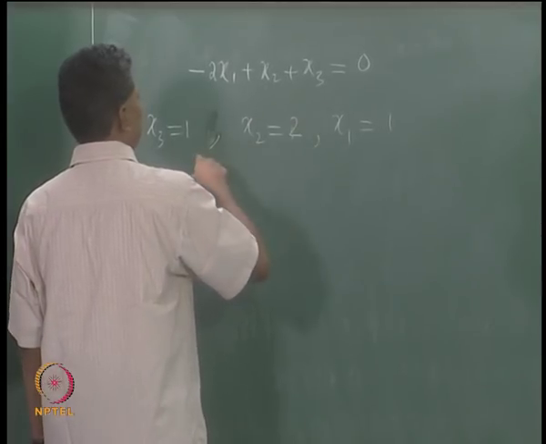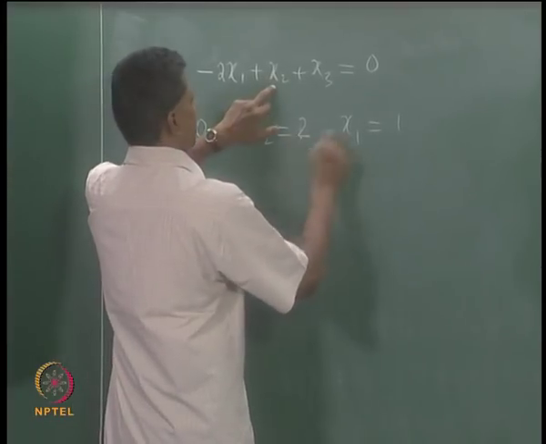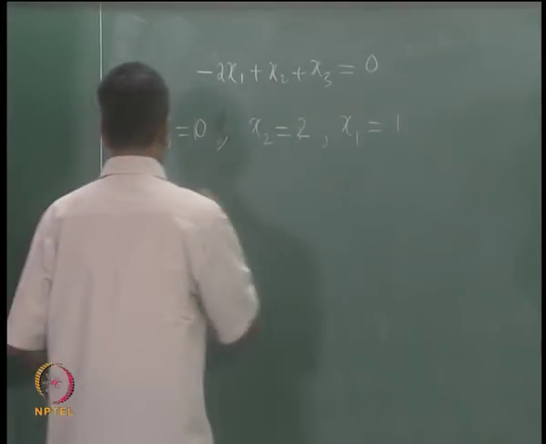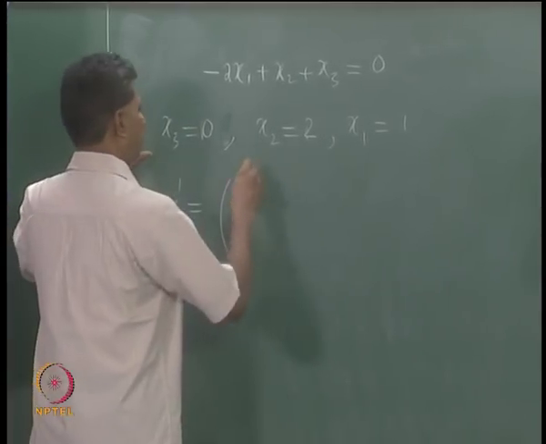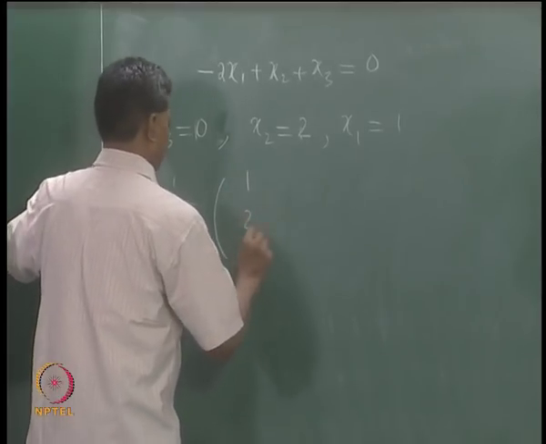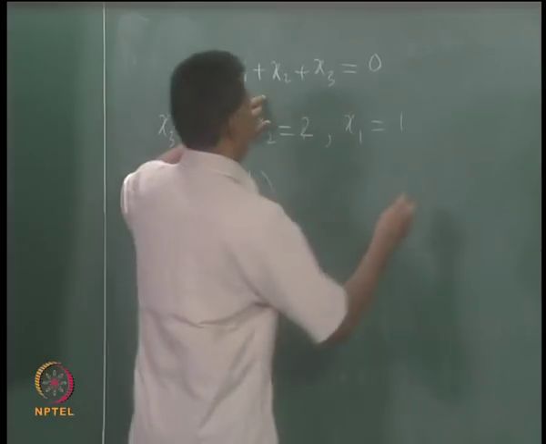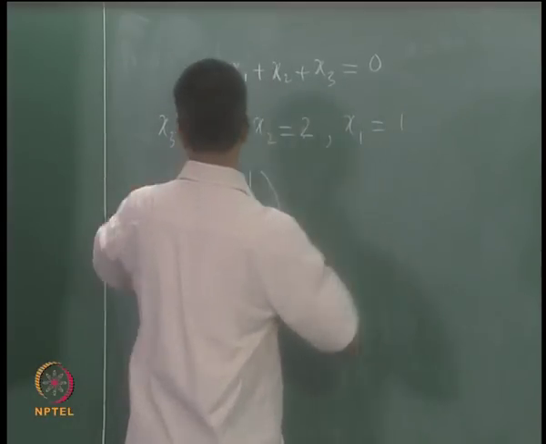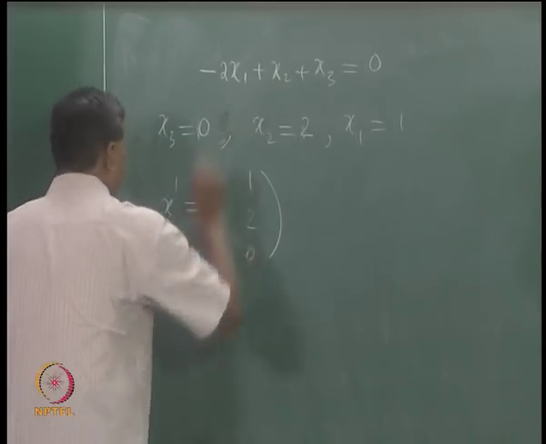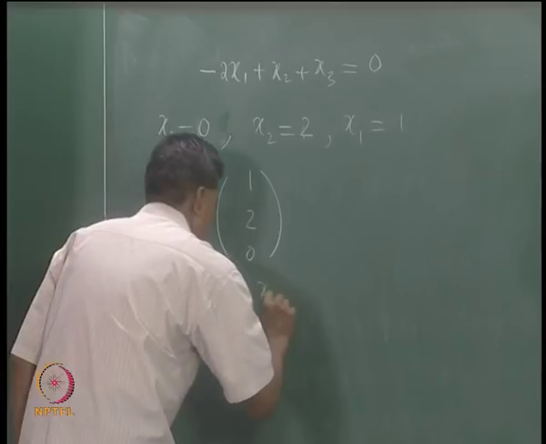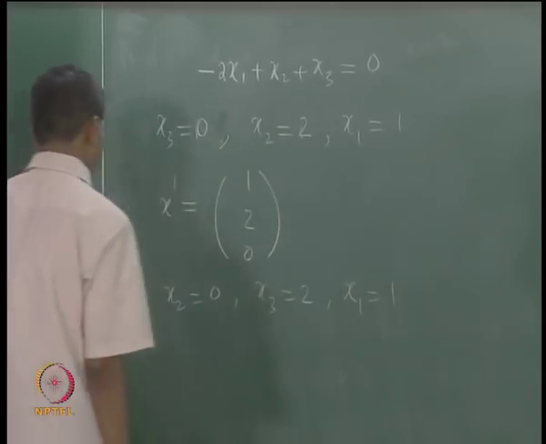So I can take x3 to be 0, x2 is 2, x1 is 1. That gives me one vector, let me write x superscript 1, which is 1, 2, 0. I will write down another vector for the same equation. Another choice is x2 is 0, x3 is 2, then x1 is 1.